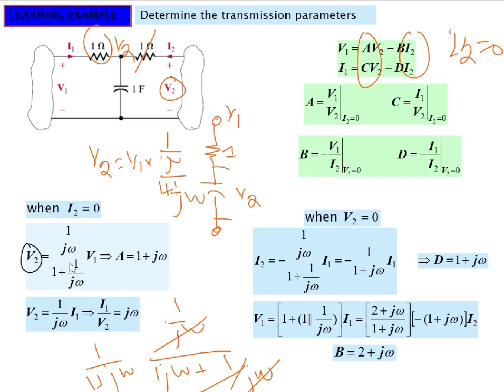terms of V1. So if we say that this is 1 by 2, so this 1 over j omega which we have calculated here will go to this other side and become j omega plus 1. So just check it and find the A parameter using this method, that it is a series circuit in which V1 is across the terminals and V2 is across the j omega capacitance.